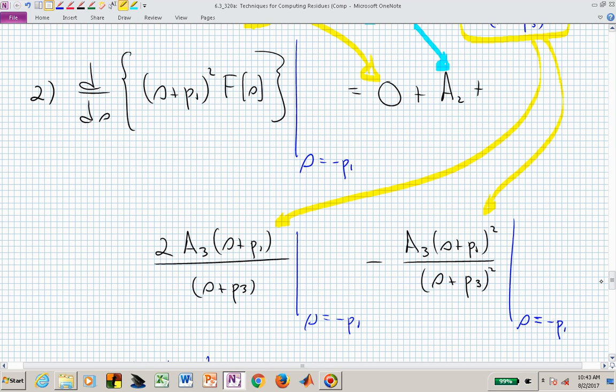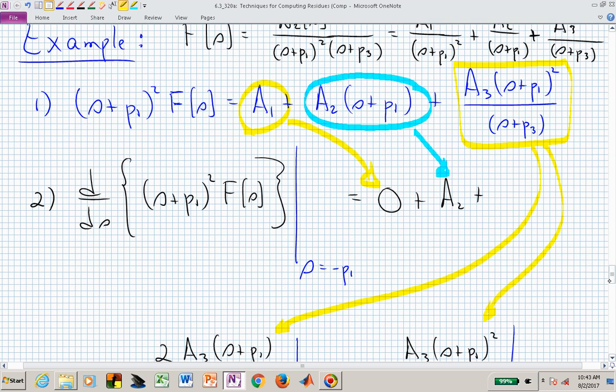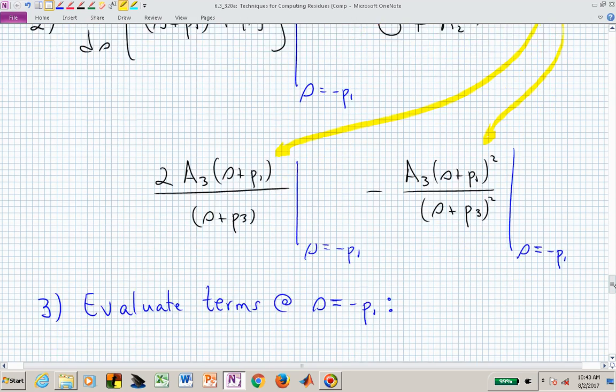If we evaluate those two terms at s equal to minus p1, those vanish, and so now on the right-hand side we simply have our unknown coefficient that we want, which is a sub 2, and that's equal to this left-hand side, which we would have to then find or compute and then evaluate at s equal to minus p1.